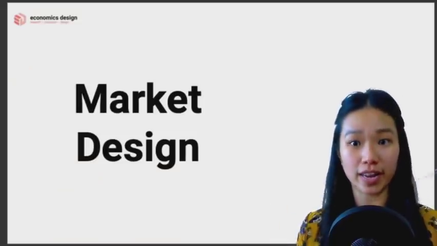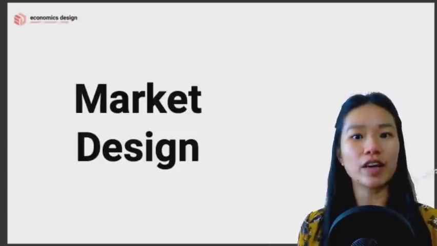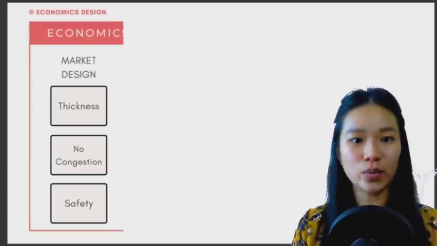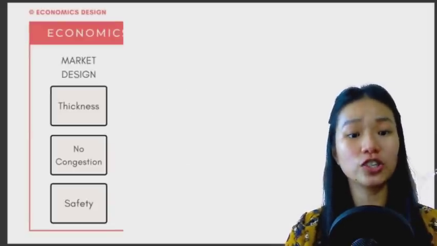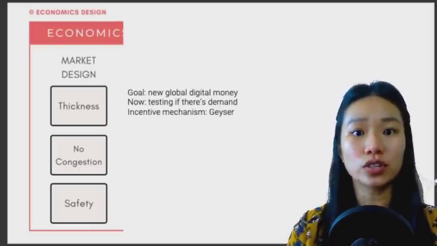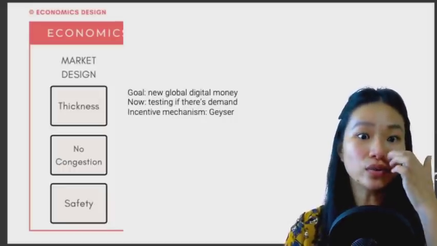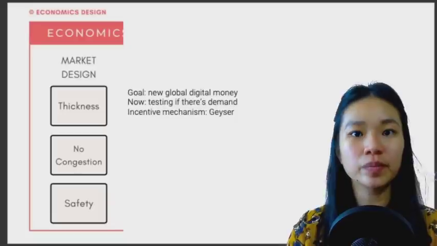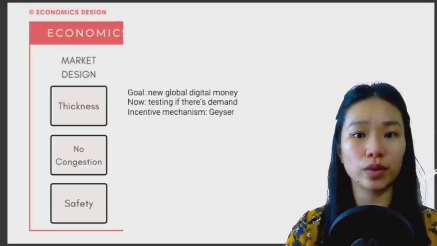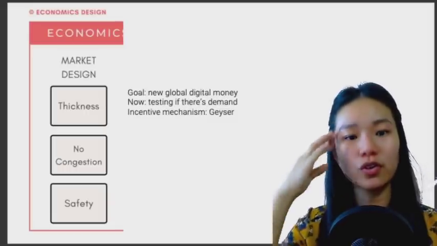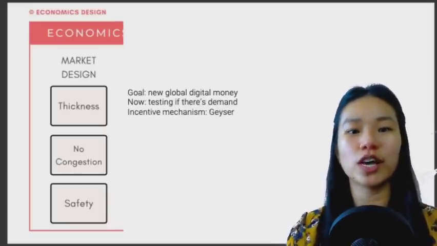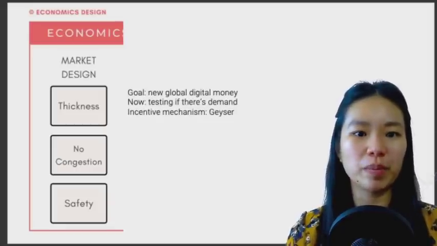Okay, so let's get started with market design. Once again, market design is the design of the environment in which your participants and tokens will interact and exist. In market design, we look at three different aspects: thickness, no congestion, and safety. For thickness, the goal is to create a new global digital money. Right now, it's still in an experimental phase because we want to see if people demand it. You do that by creating thickness. So you want to test if there is demand for it. You can just say, I want to test it. I want to see if people care about it, if people want to use it.